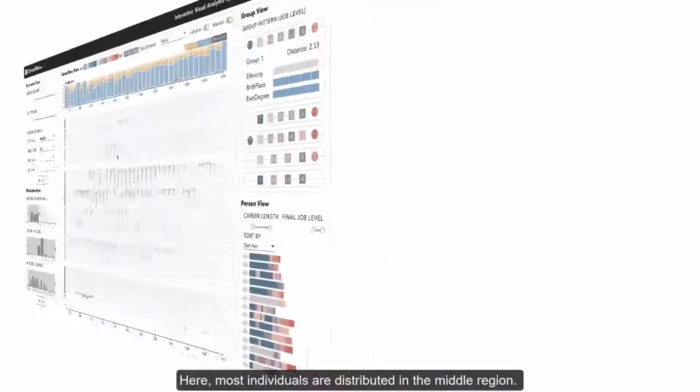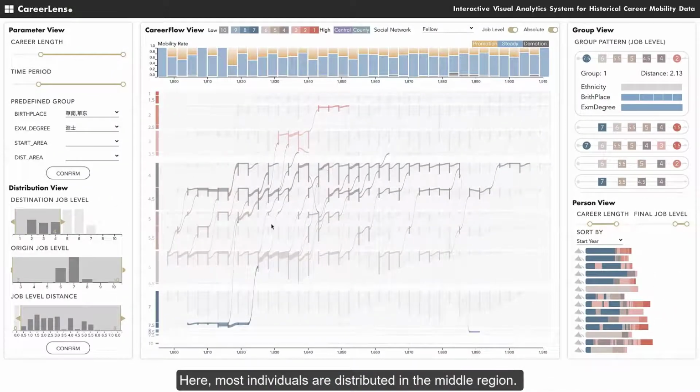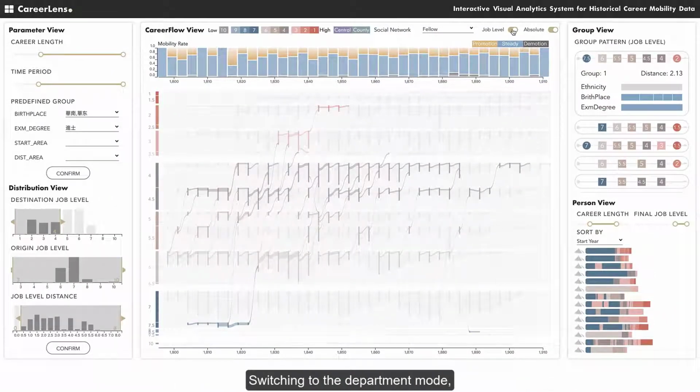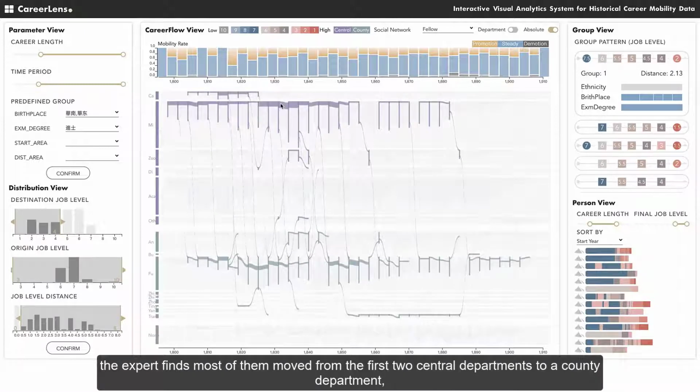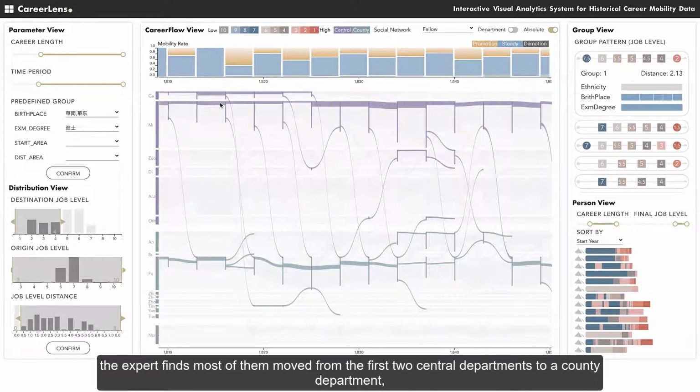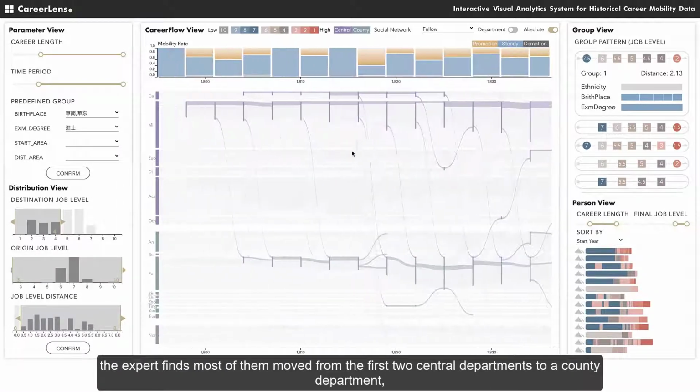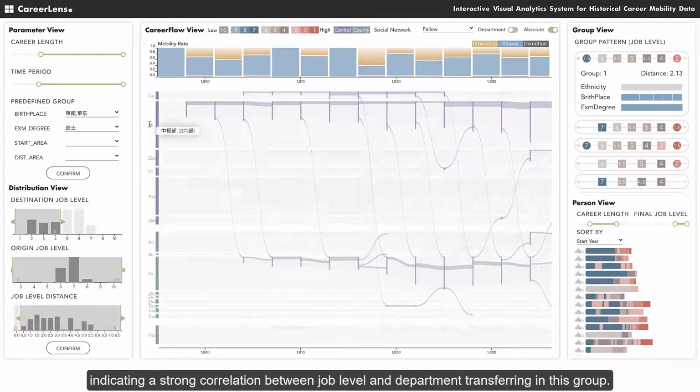Here, most individuals are distributed in the middle region. Switching to the department mode, the expert finds most of them moved from the first 2 central departments to a county department, indicating a strong correlation between job level and department transferring in this group.